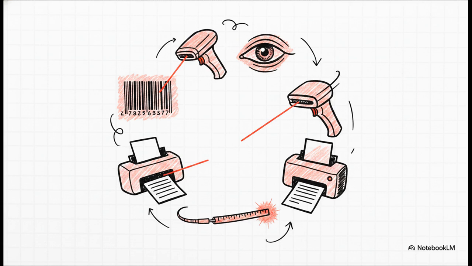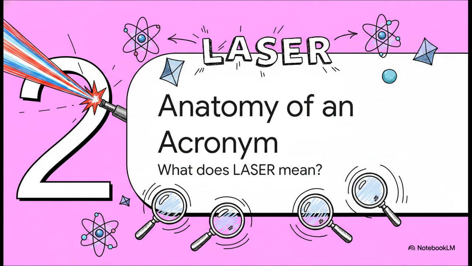They even form the very backbone of the internet through fiber optic cables, and they're used for super precise distance measurements and free space communication. These highly focused beams of light are absolutely everywhere in our modern infrastructure. But to understand how one single technology can do all of these vastly different things, we really need to understand what it actually is. Which brings us to Section 2, Anatomy of an Acronym.